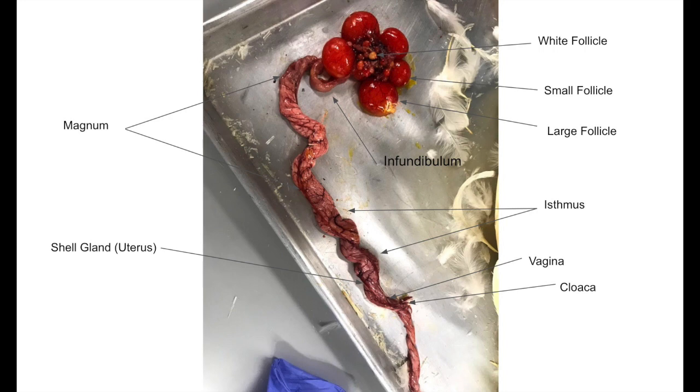In the chicken's female reproductive system, the ovary and follicles are on the left side of the abdominal cavity, arranged in a hierarchy of size. The largest follicle will be next to ovulate, called F1. F2 is next, and then F3.